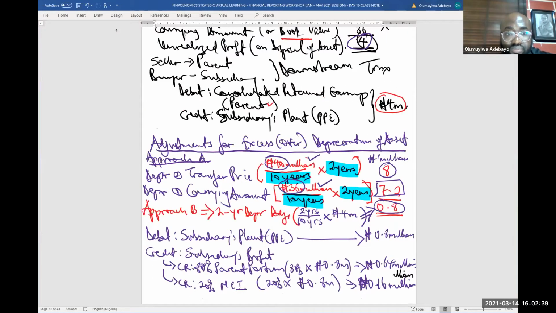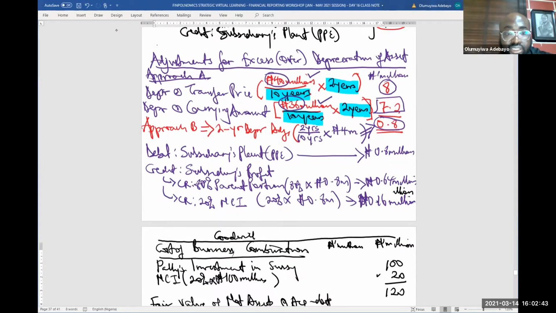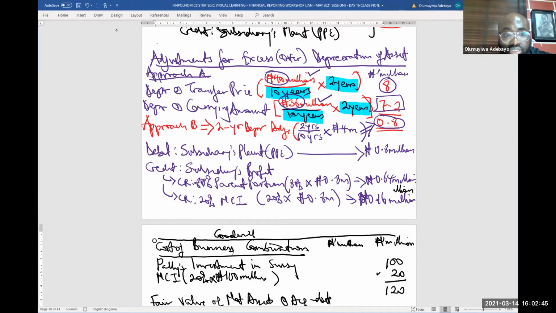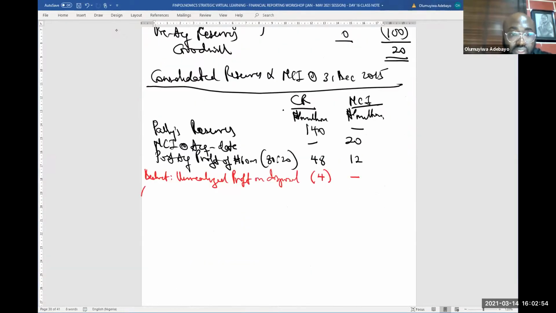Depreciation adjustments. We said increase the share of profit in subsidiary to the parent by how much? 640,000 and NCI 160,000. Add excess depreciation adjustment on plants: 0.64 and 0.16.